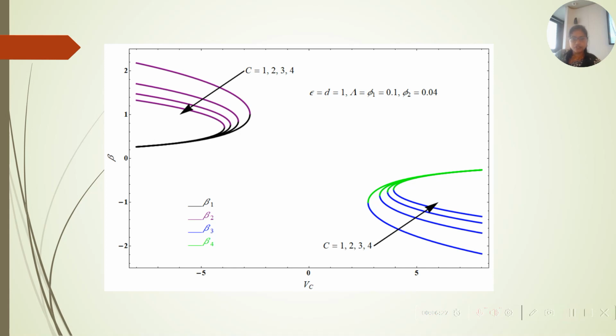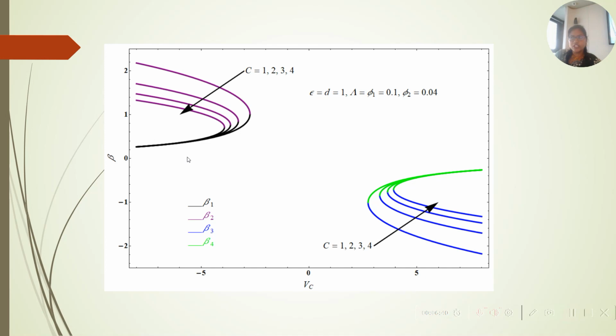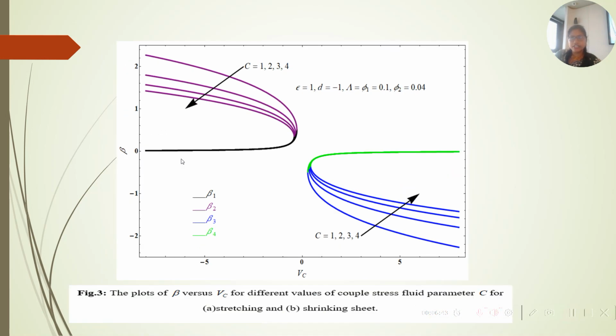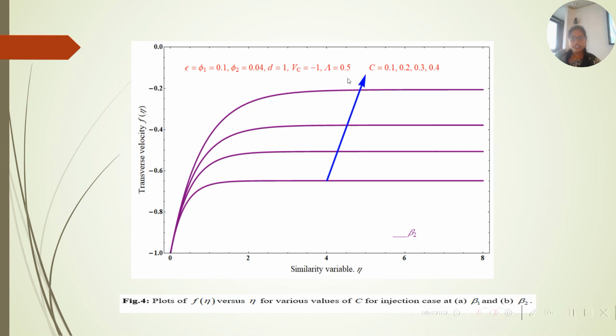Here we can also observe that there is no solution between the points 3 and minus 3. This comes under the stretching sheet condition only, but in the shrinking sheet condition we observe that a solution exists between 3 and minus 3. And this graph represents the transverse velocity f of eta versus similarity variable eta for various values of the couple stress fluid parameter. In this case we observe that the transverse velocity decreases with increasing values of the couple stress fluid parameter. These graphs are drawn under the stretching and shrinking sheet conditions.